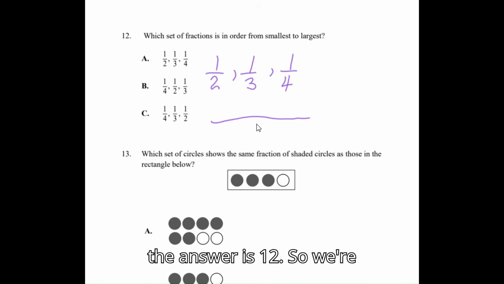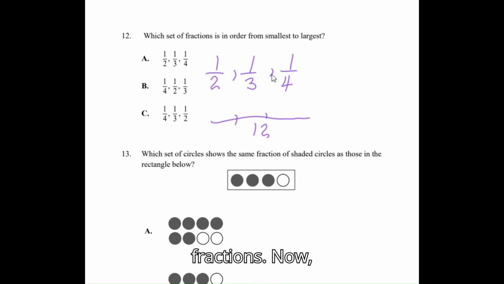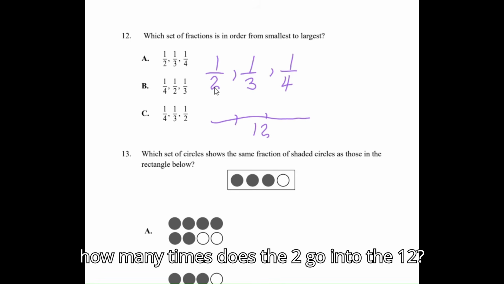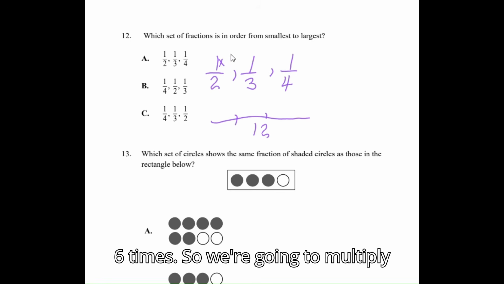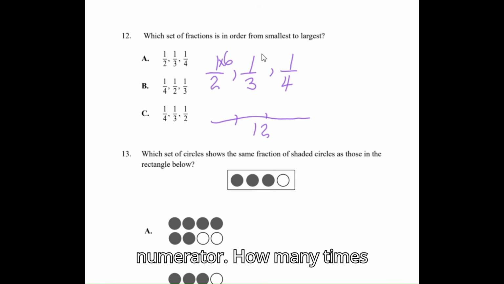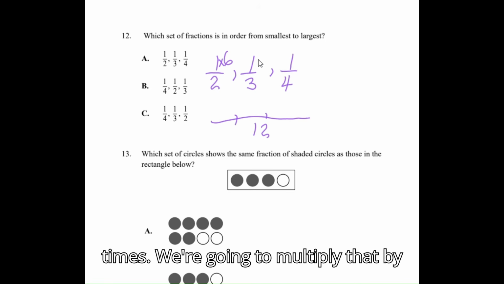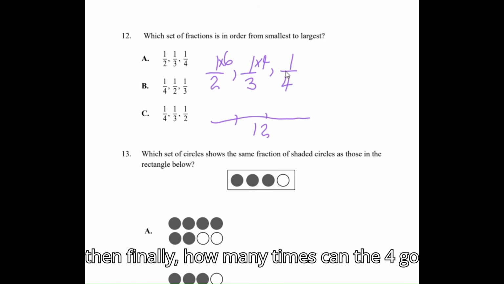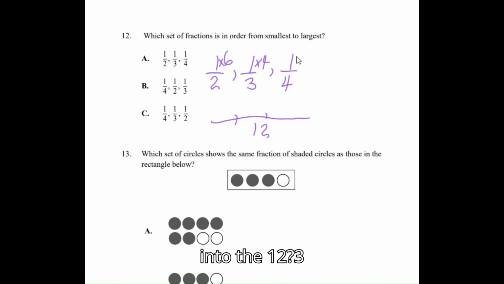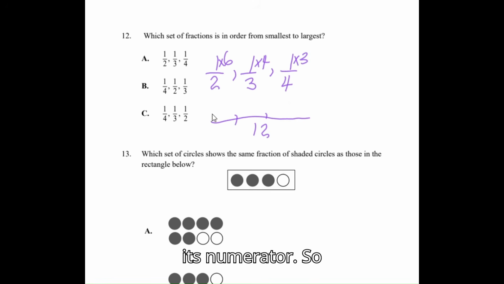Yes, the answer is 12. So we're going to write 12 as the new denominator for all these fractions. Now, how many times does the 2 go into the 12? 6 times. So we're going to multiply the 6 by the numerator. How many times will the 3 go into the 12? 4 times. We're going to multiply that by its numerator. And then finally, how many times can the 4 go into the 12? 3 times. So we're going to multiply that by its numerator.